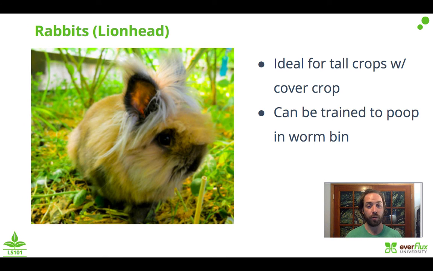They will trim the cover crops for you, and it's just a great symbiosis, as long as you're not growing something too close to the ground, like lettuce or spinach. You might want to be careful there. The rabbit might start eating that. But again, if you're growing something tall, even something viney like peas, you're going to be okay. And I've even been told, although I've never seen this, that you can train your rabbits to poop in your worm bin, because rabbit poop is actually great food for worms.